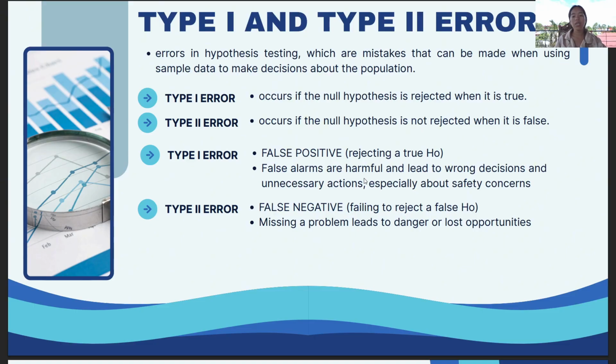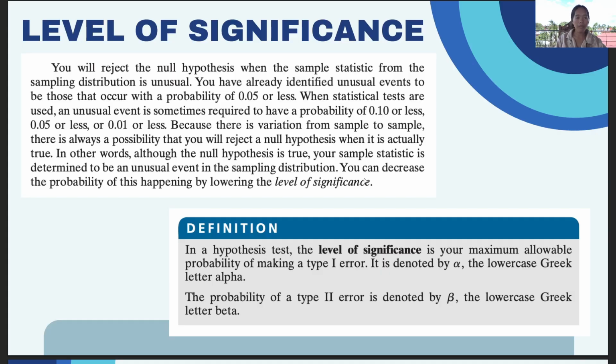The first point is false positive. It is rejecting a true null hypothesis. Second, false alarms are harmful and lead to wrong decisions and unnecessary actions, especially about safety concerns. And the type 2 error is a false negative, meaning failing to reject a false null hypothesis. And the second point is that missing a problem leads to danger or loss of opportunities.